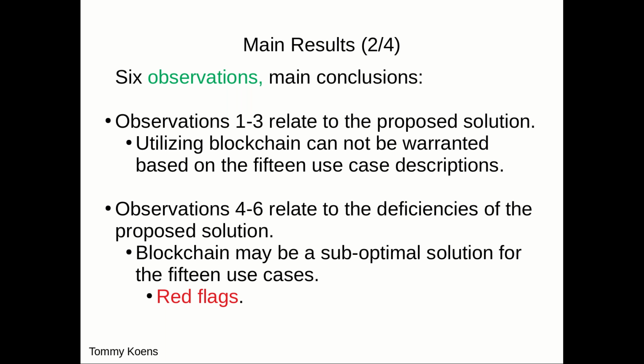So to conclude these 6 observations, the first 3 observations relate to the proposed solution itself. We concluded that utilizing blockchain cannot be warranted based on the 15 use case descriptions. And we also believe that this is not limited to these 15 use case descriptions themselves. We assume that it will also apply to other use cases. And the last 3 observations relate to the deficiencies of the proposed solution. So in all 15 use cases, we concluded that blockchain may be a suboptimal solution.